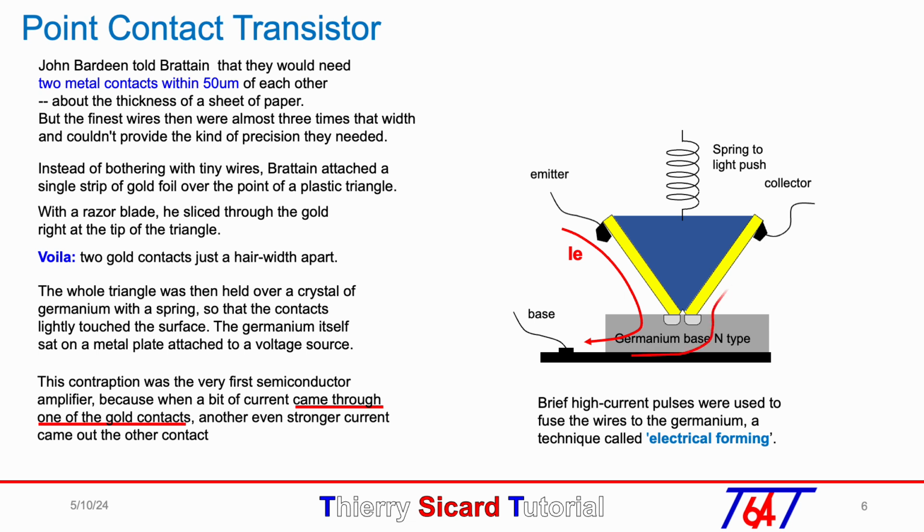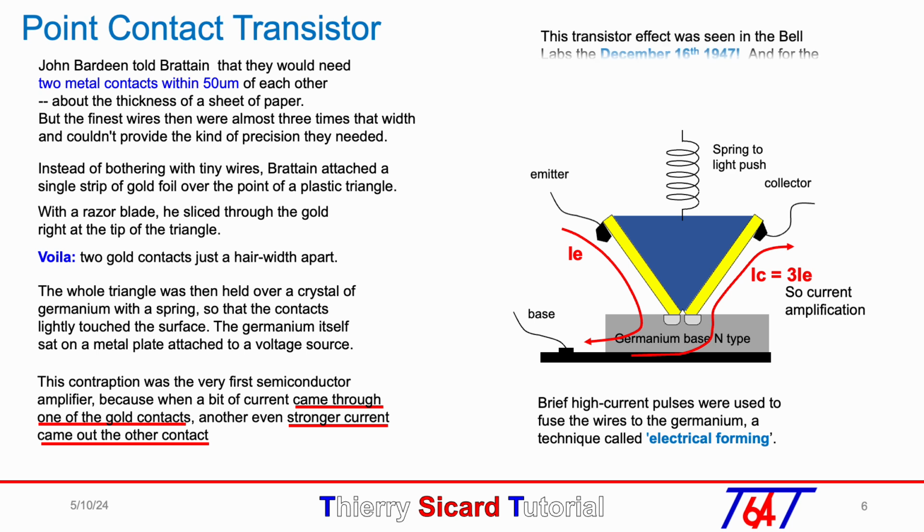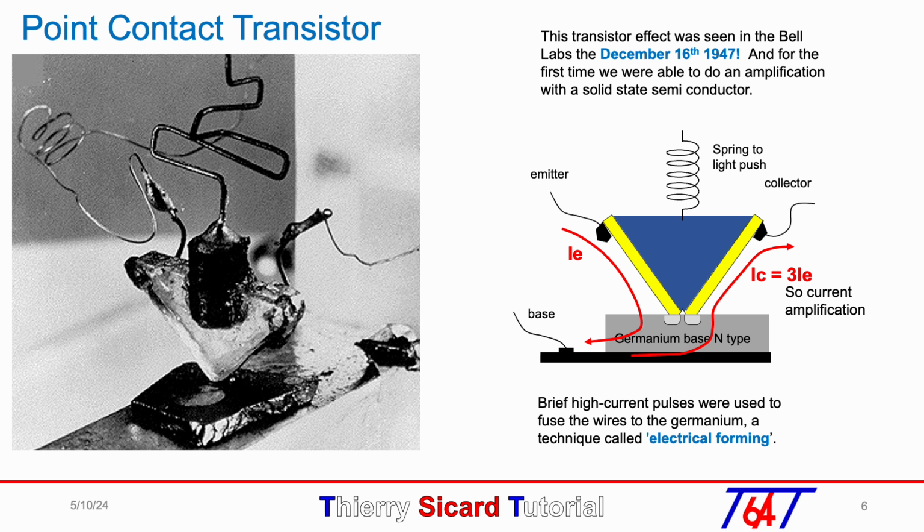This transistor effect was seen for the first time at Bell Labs on December 16, 1947, and for the first time we were able to do an amplification with a solid-state semiconductor. On the left you can see the picture of this point contact transistor. We can recognize the spring pushing the plastic triangle to the semiconductor substrate, the emitter contact on the left and the collector contact on the right side.